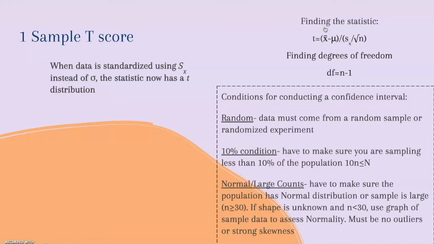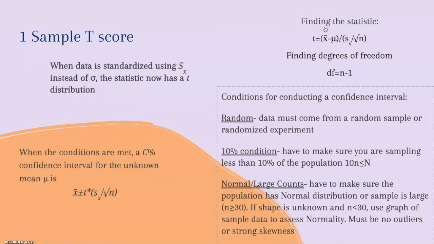And then the conditions are basically the same. You have to make sure it's random, which means that it comes from a random sample or randomized experiment. You have to check 10% again. And then for the normal, it's slightly different. You have to make sure that the population has normal distribution or that the sample is large enough to use the central limit theorem. So that means that the sample would have to be greater than or equal to 30. If the shape is unknown and n is less than 30, you have to use a graph of sample data to assess the normality. There must be no outliers or strong skewness, or else you can't use the test.